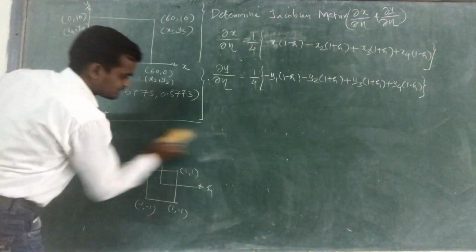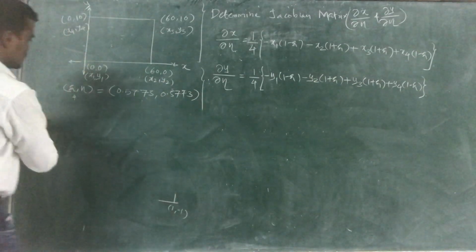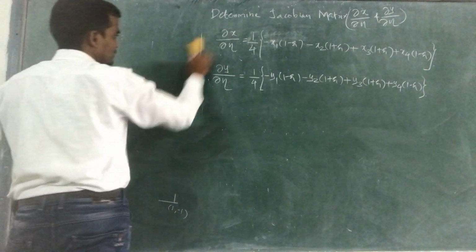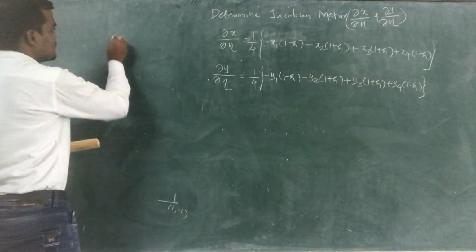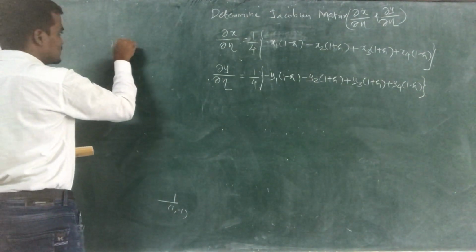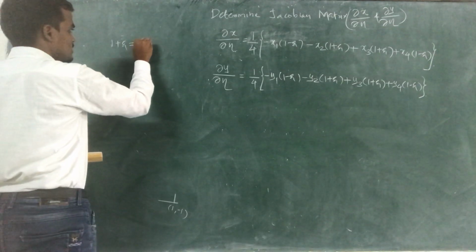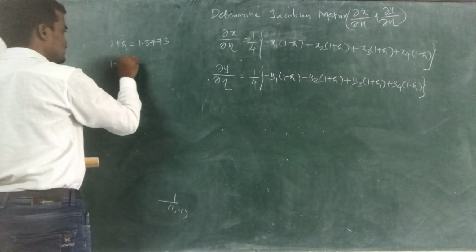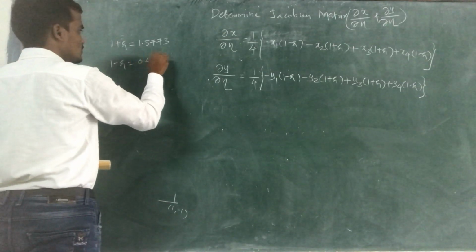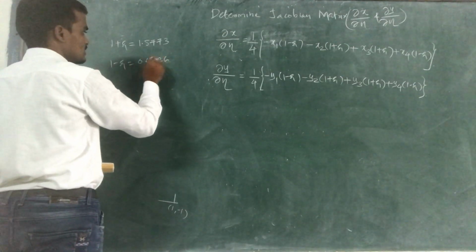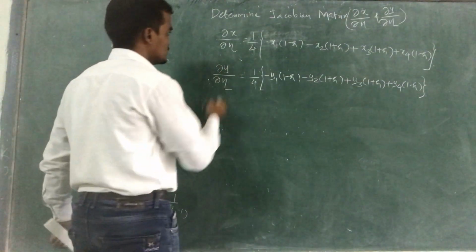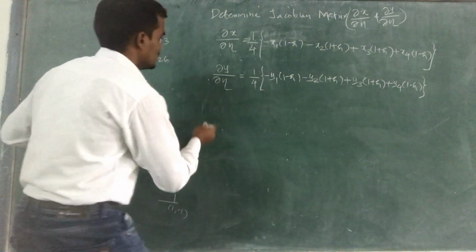So as we know that, 1 plus zeta value will become 1.5773 and 1 minus zeta will become 0.4226. Okay, so just put these values in this equation. You will get dou x by dou eta.